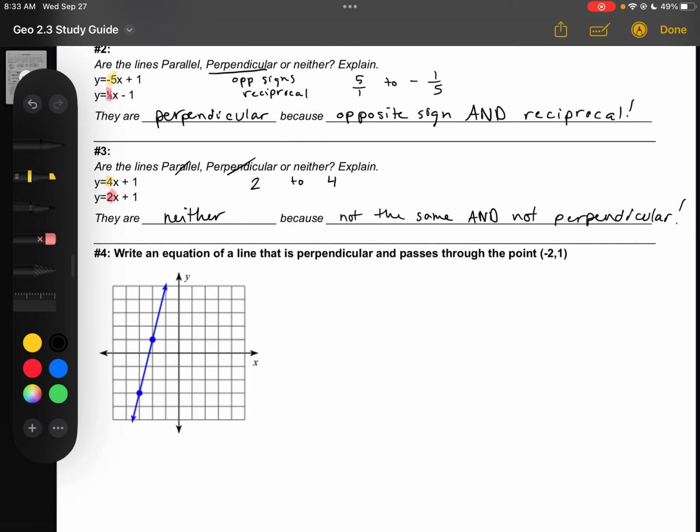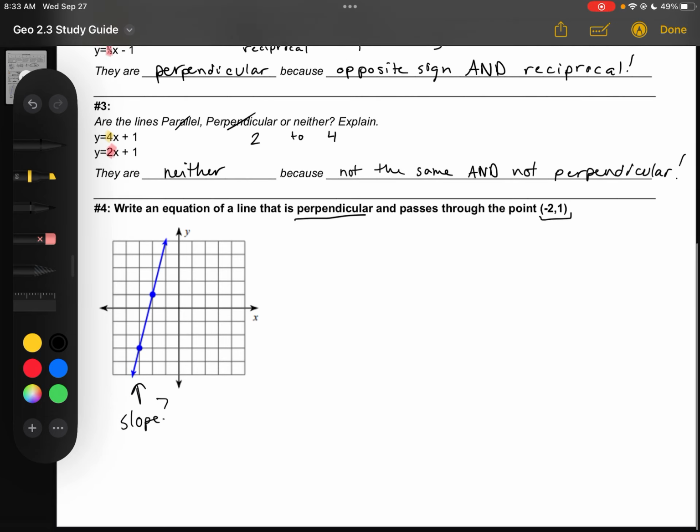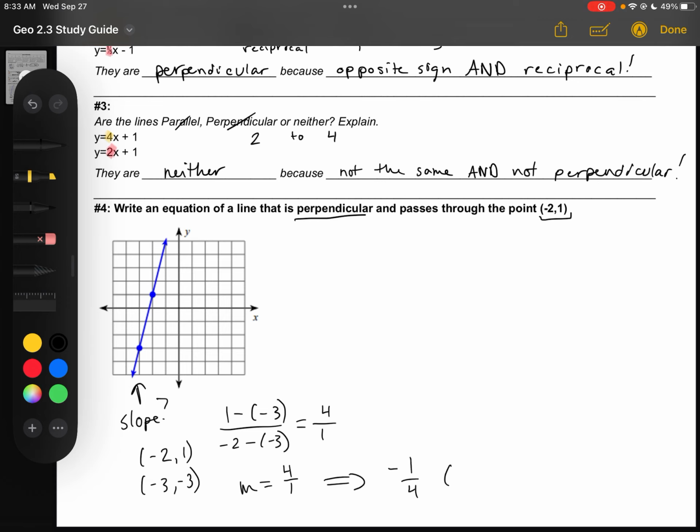For our last equation, we have to identify a line that is perpendicular and also passes through this point. So the first thing we have to do is identify what is the slope of our starting point. So taking a look at what we have here, we have -2, 1, and then we have 1, 2, 3 to the left, 3 down. So subtract our y values. It's going to get us an answer of 4/1. So our original slope is m equals 4/1. So that means our perpendicular slope is going to be -1/4.